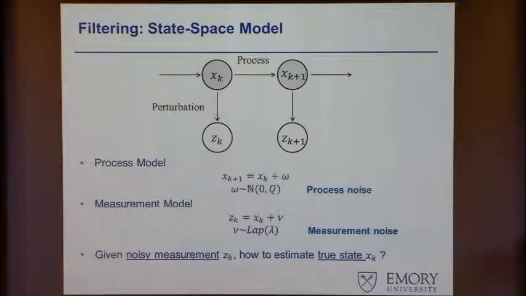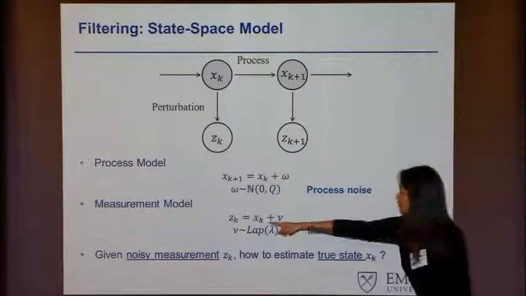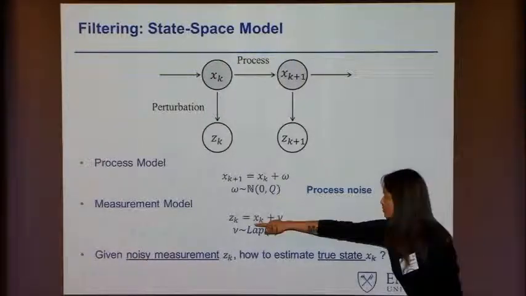And given the x sub k, since it goes through the Laplace perturbation, what we observe is z sub k, which is differentially private. So that's our measurement model. Given the x sub k, we're adding a Laplace noise and get the z sub k.